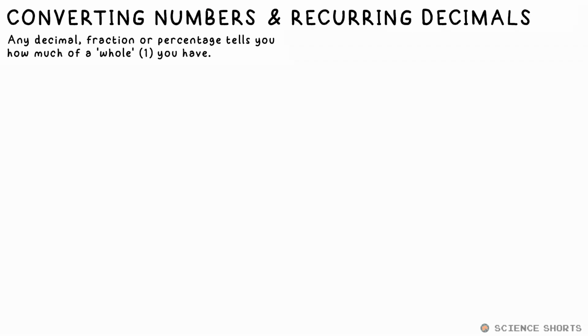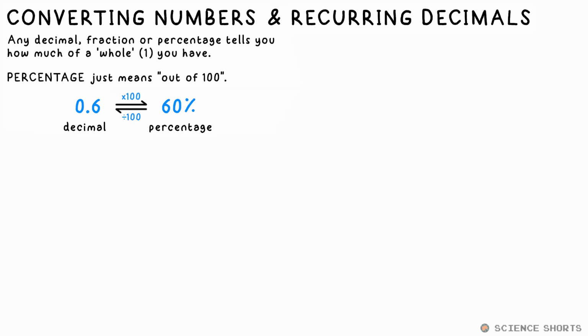Converting between decimals, fractions and percentages can seem intimidating, but you just need to remember what the whole is for each. Let's take the decimal 0.6. As 1 is the whole, whereas 100% is a whole when it comes to percentages, to go from 1 to 100, we just multiply by 100. And so it's the same for 0.6. 0.6 times 100 equals 60, 60%.